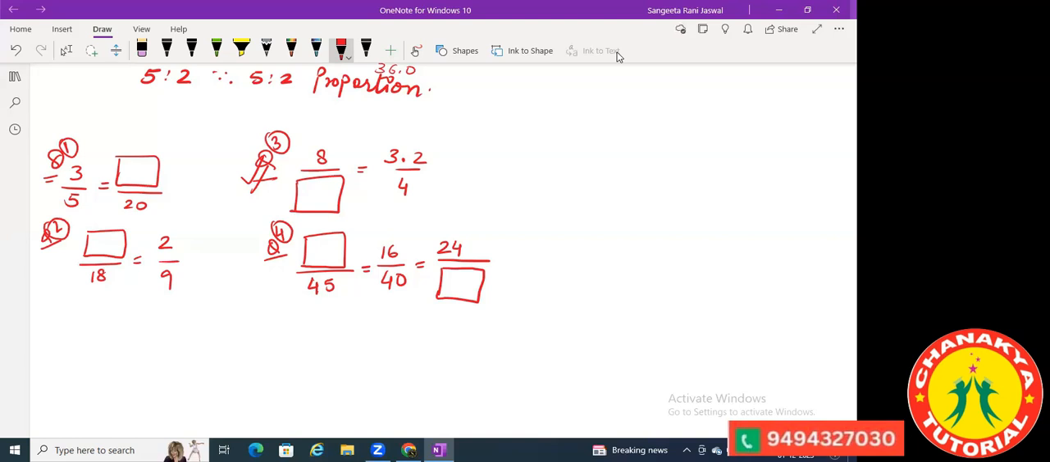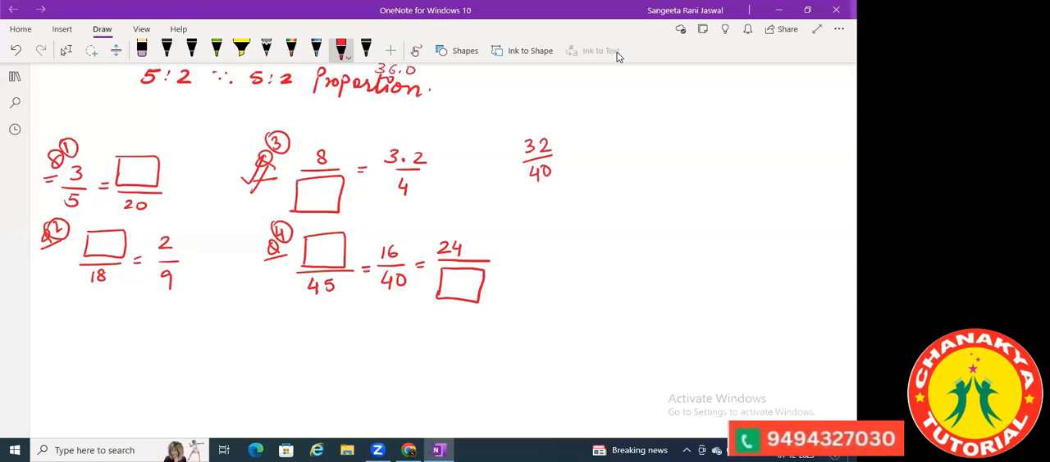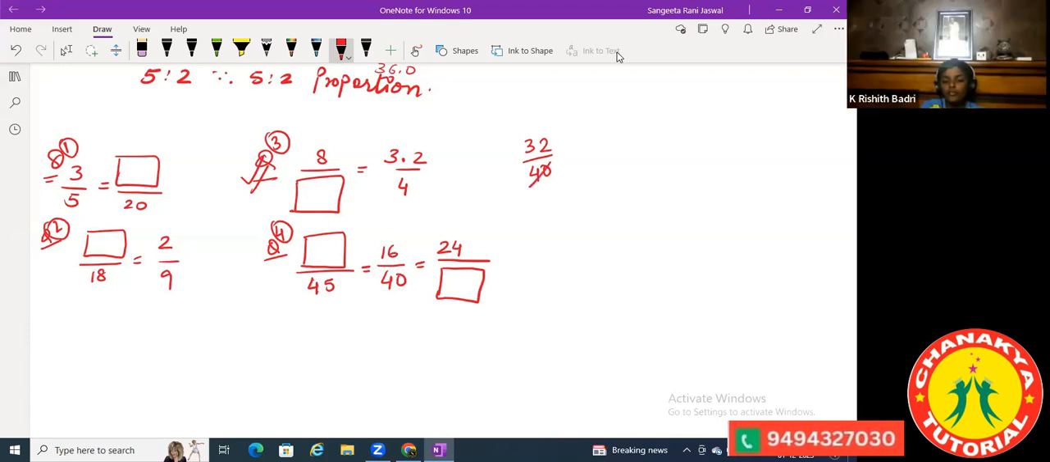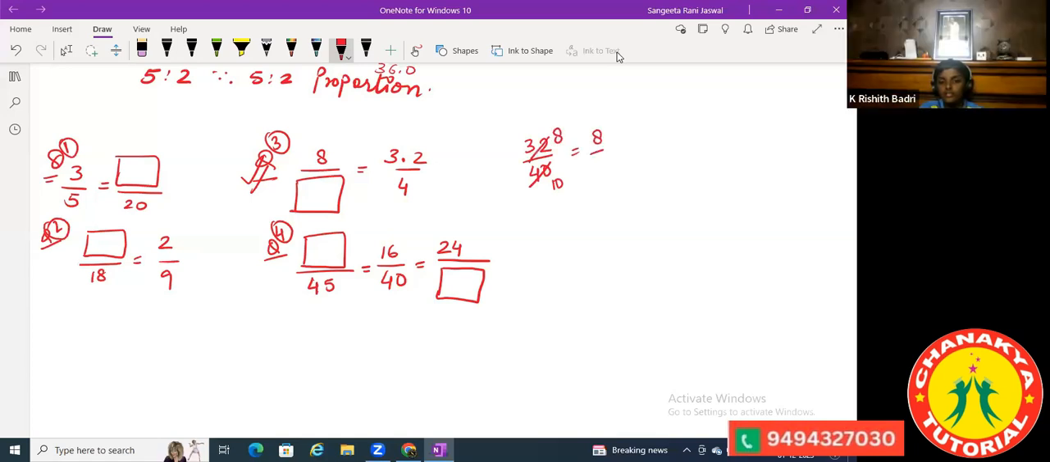You can remove the decimal point. What will you do here? When you remove the decimal point, this will become 32. Ma'am, we add 0 to 4, and this will be 40. When you remove the decimal point, you multiply both numerator and denominator with 10. Yes, ma'am. Now you can reduce it to lower form. This can go with 4, ma'am. 4 tens are 40, 4 eights are 32. Yes. Okay, so you get 8 by 10.